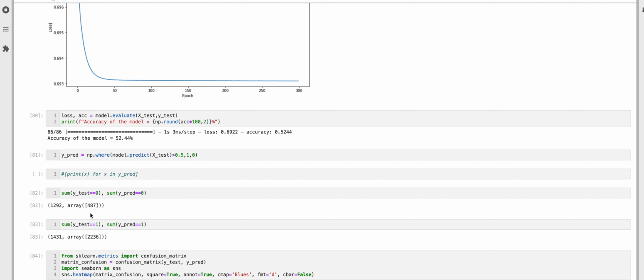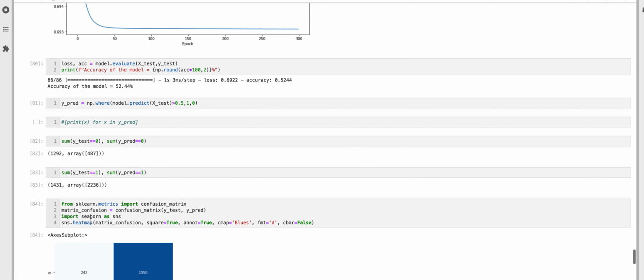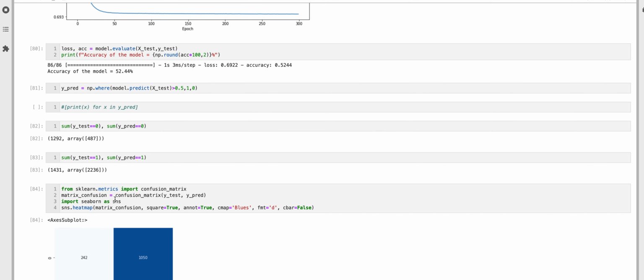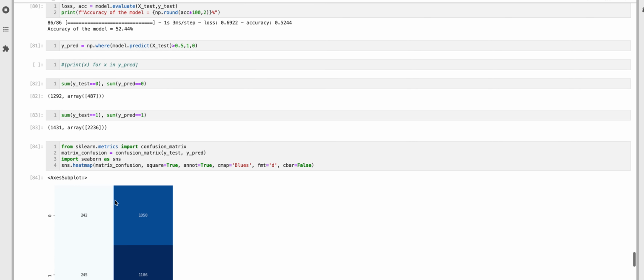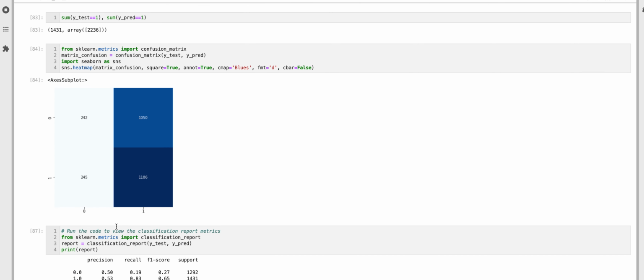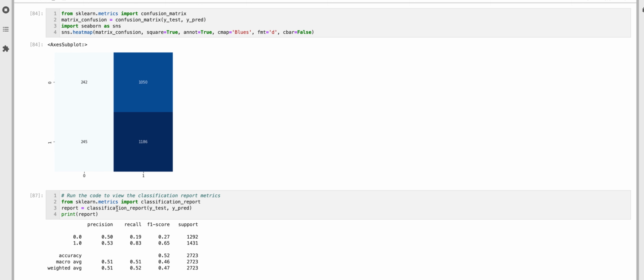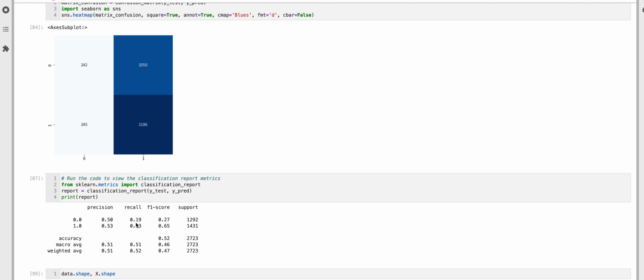You can see that the prediction is much smaller than the test label, and we verified this using the confusion matrix and also the classification report. Right, you can see that the recall for the zero label is very low.